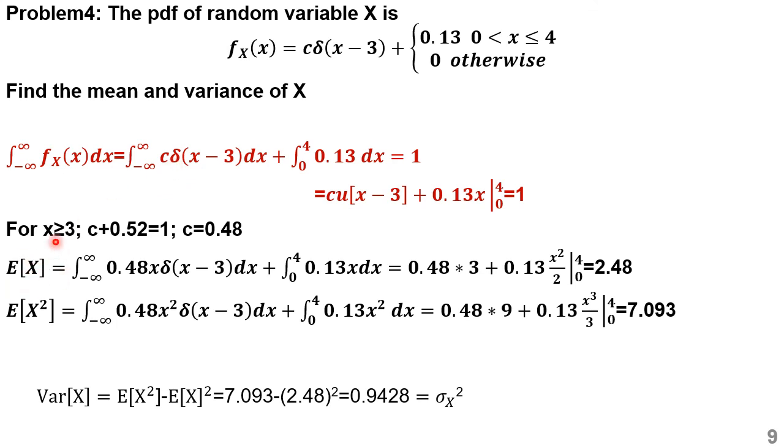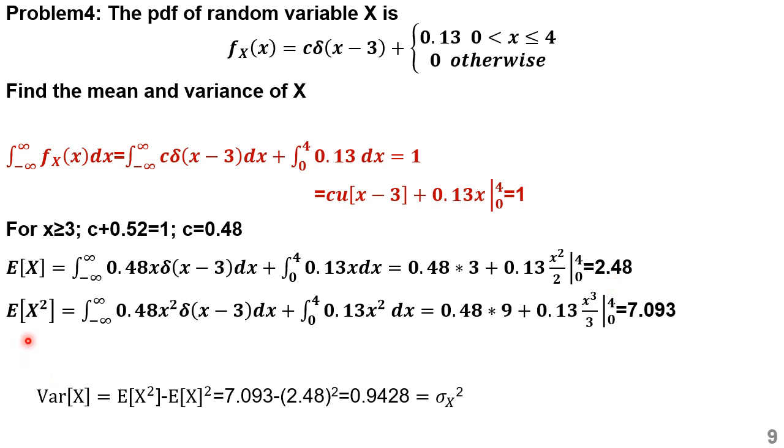Then we try to get the mean value. E of x is equal to integral of x into f x of x dx, and here integral of 0.48 into x delta of x minus 3 dx, plus integral of 0.13x. Then we do the integration and substitute the value. We get this as 2.48.